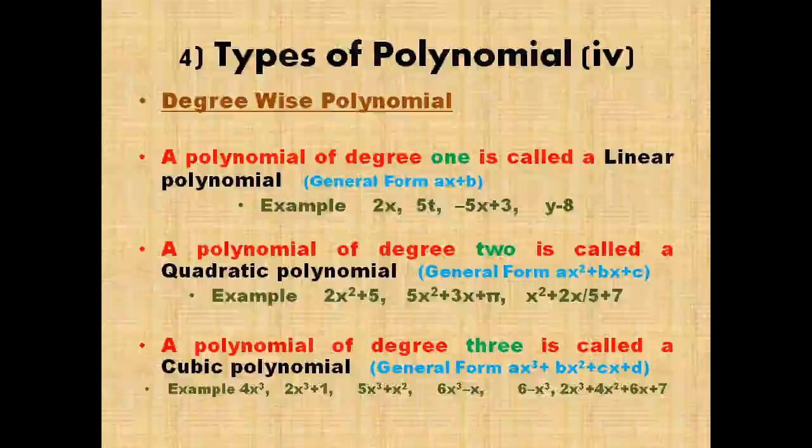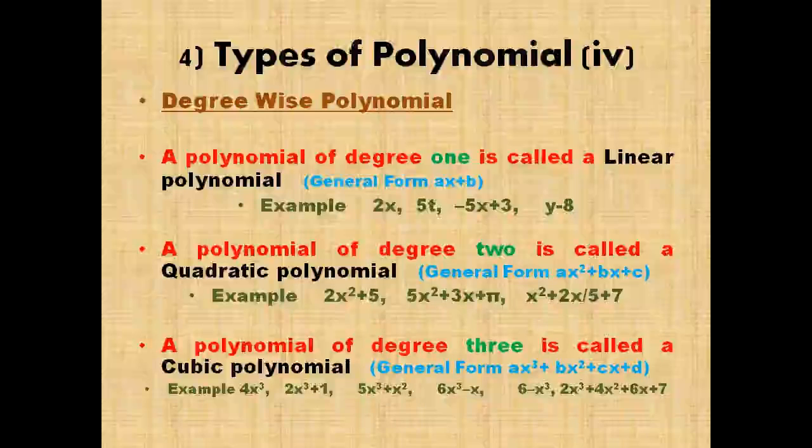Okay. Then, cubic polynomial, general form, ax cube plus bx squared plus cx plus d, where a, b, c, d are constants, x is a variable. Okay. So, please go through it, students. The standard form, the general form, is very important, but most of the students do not learn the general form, right?